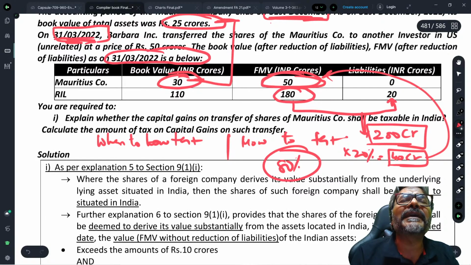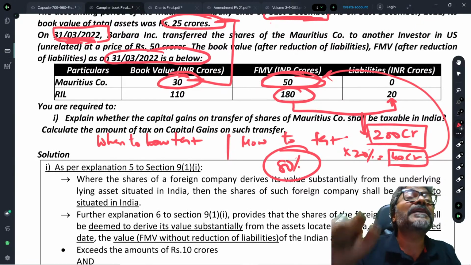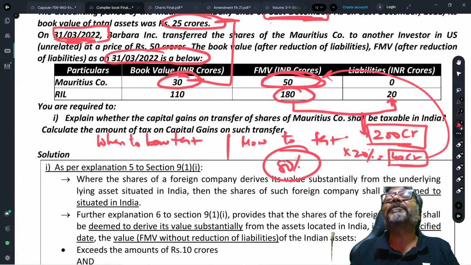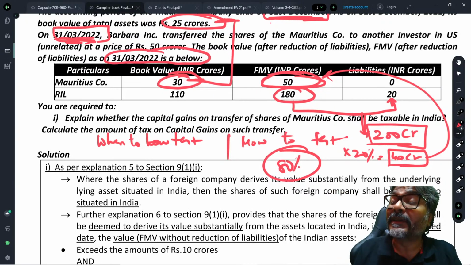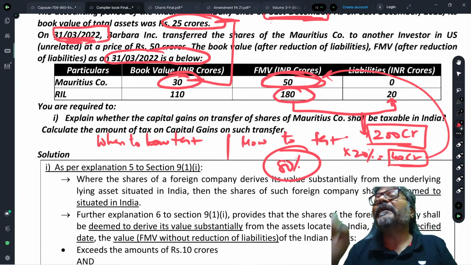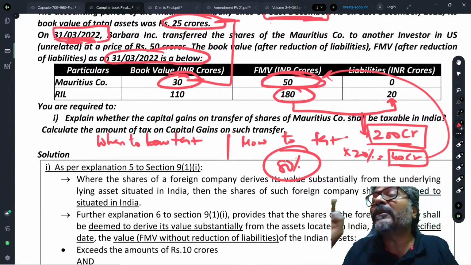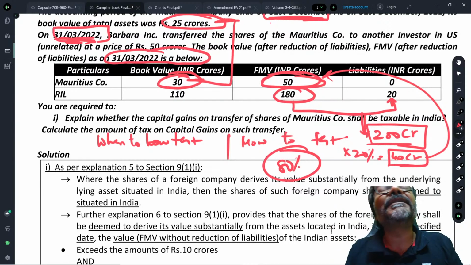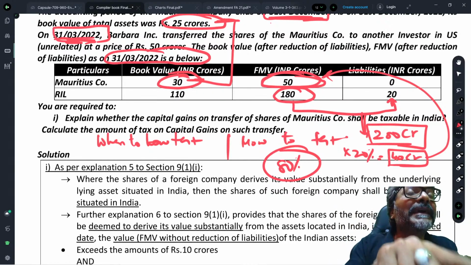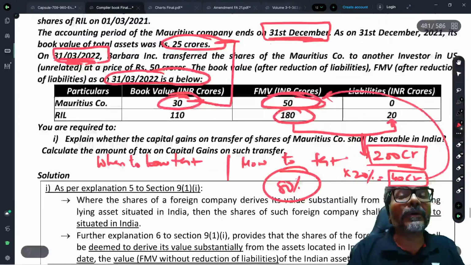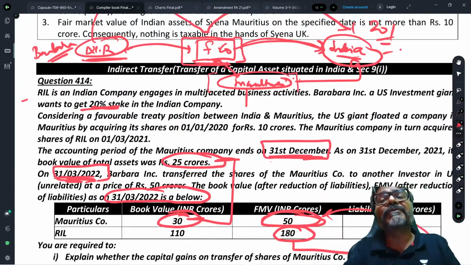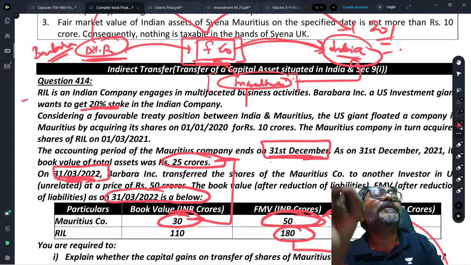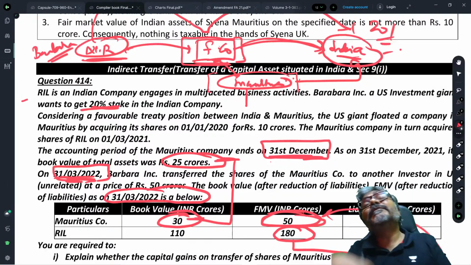So therefore we can say that both the conditions are satisfied. One is the absolute condition: is the fair market value of the investment in the Indian asset more than rupees 10 crores? Yes. The fair market value of the investment in the Indian asset, is it at least 50% of the total fair market value of the foreign company, which is the Mauritius company? Again, the answer is yes. So therefore, in that case, we can say that the foreign company, which is the Mauritius company, derives its value substantially from the Indian asset. And since it has derived its value substantially from the Indian asset, what is it that we will say? The shares of this foreign company are deemed to be situated in India.